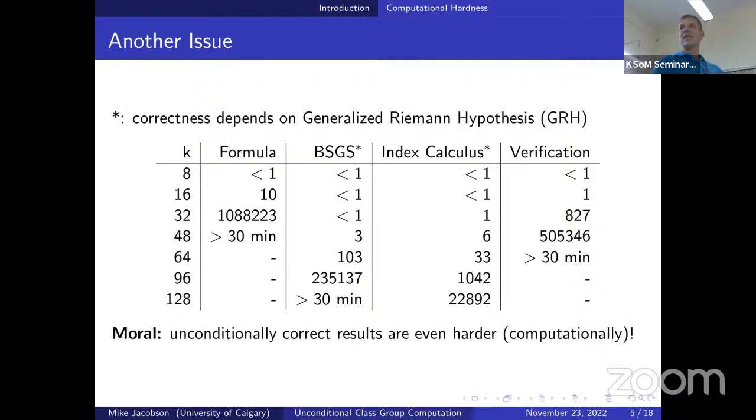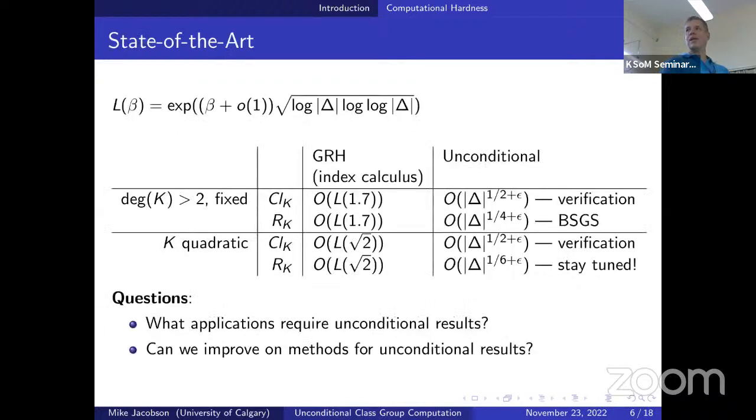So the moral of this is that if I really want unconditionally correct results, it's hard, much harder than just computing the thing under the GRH. So here's a little summary of the state of the art of the problem. The slide looks gross, but I'll walk you through it a little bit.